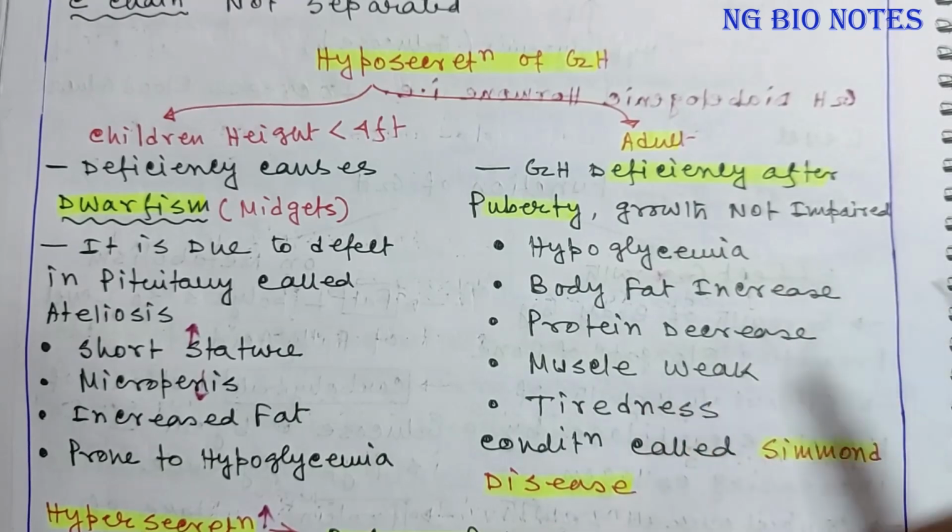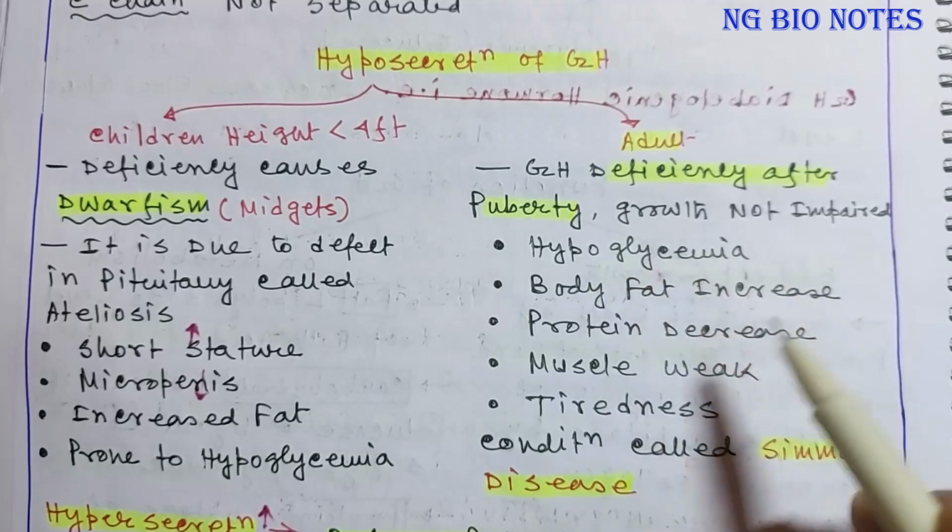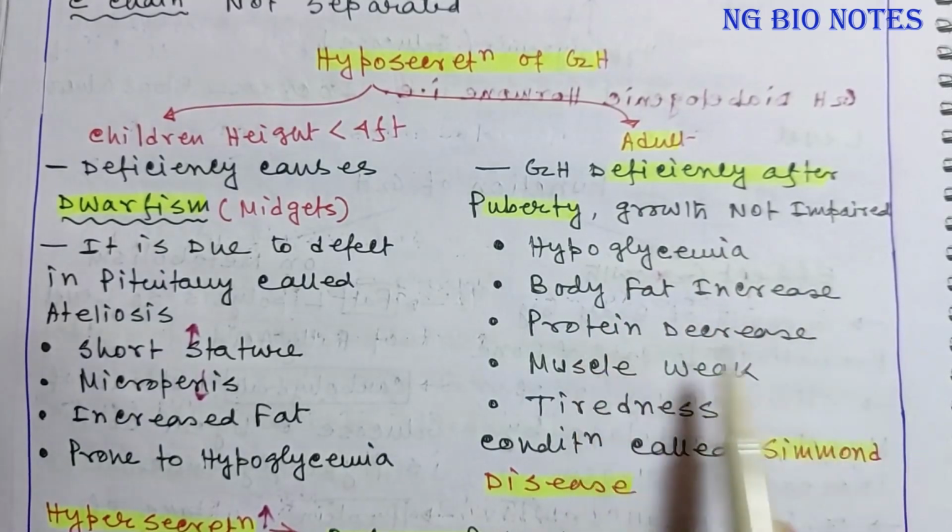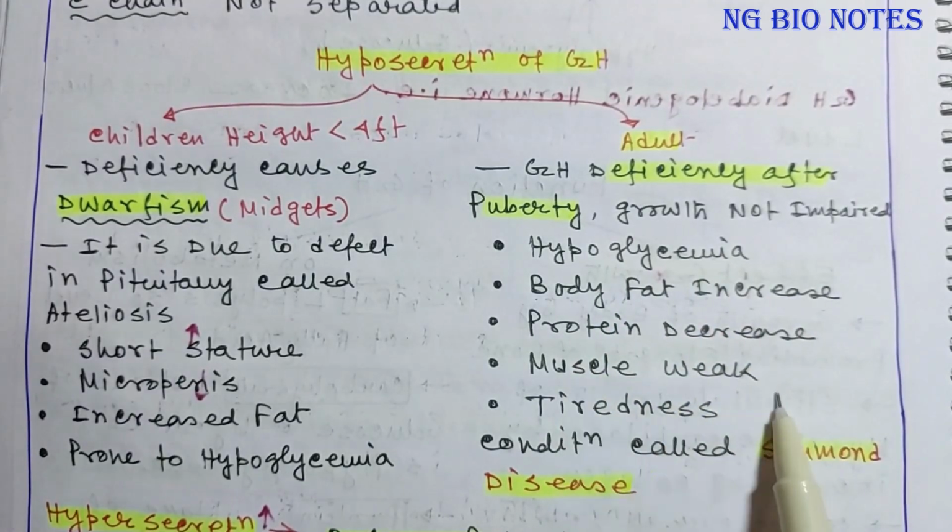What will be the symptoms of this Simmonds disease? Hypoglycemia, increased body fat, decreased protein, weak muscles and tiredness. This condition is known as Simmonds disease. This is very, very important.